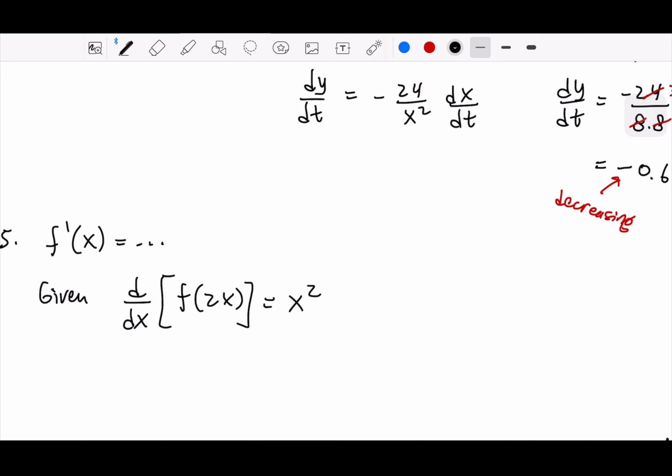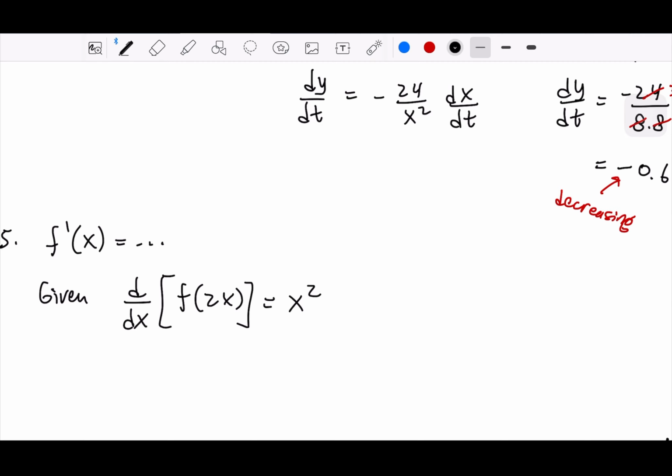Now always remember, every time you see an equation or any calculus problem that has this d over dx, it means that this is a tool to derive, right? This is a tool to derive. So every component inside this bracket with this dx outside, it means that we are going to derive everything inside here. So we are going to derive f of 2x with respect to x. Okay.